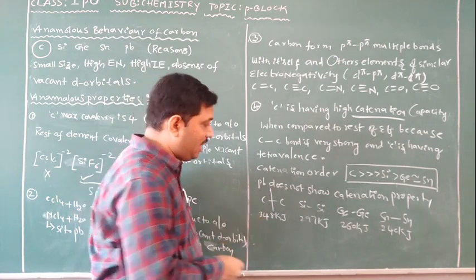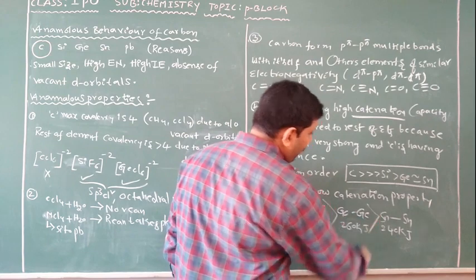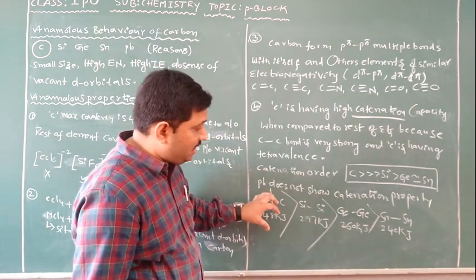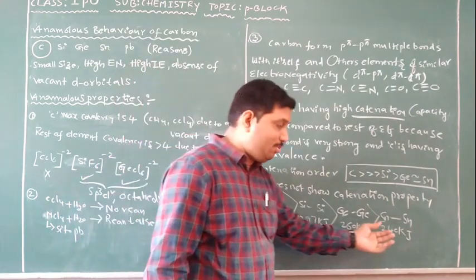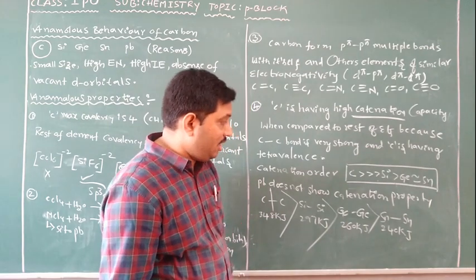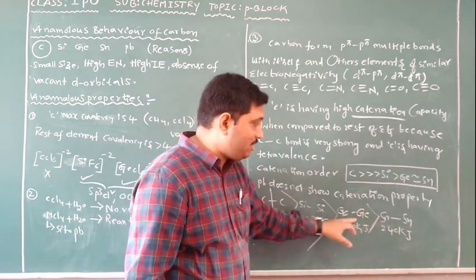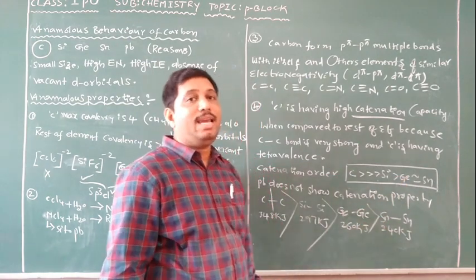Here the C-C bond has more bond energy than silicon, germanium and tin. More bond strength, more bond energy, hence highest catenation capacity. Less bond strength, less bond energy, and hence less catenation capacity. Here the bond energy values are nearly the same, hence the catenation capacity is also nearly the same.